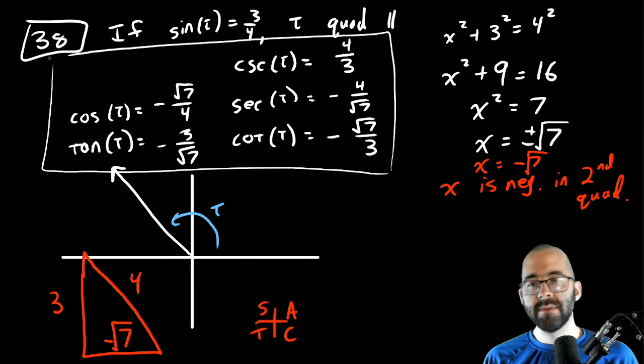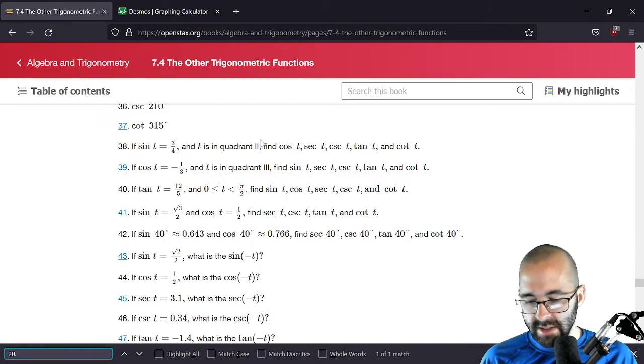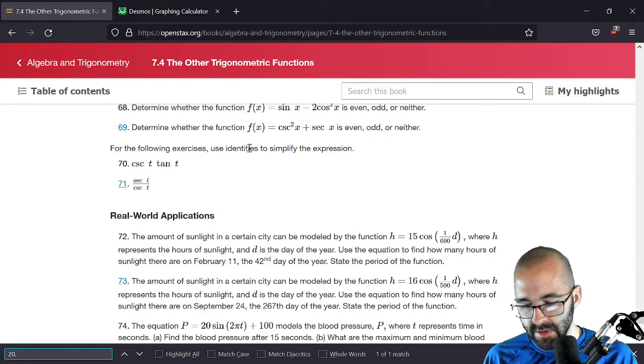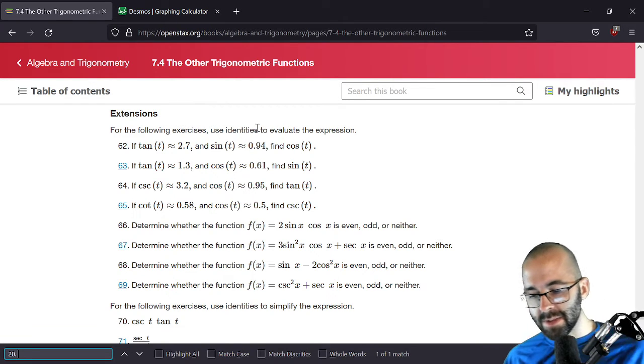And these are our answers. All right, let's do two more. Do problem 62, 76. If you look at 62, what are we doing down here? Use identities to evaluate the expression.